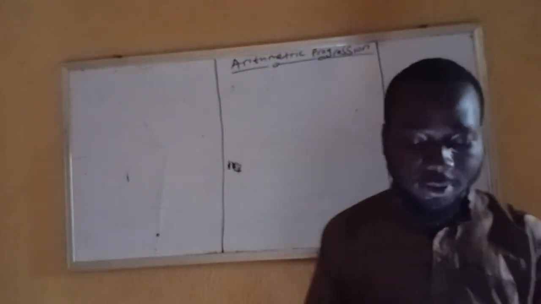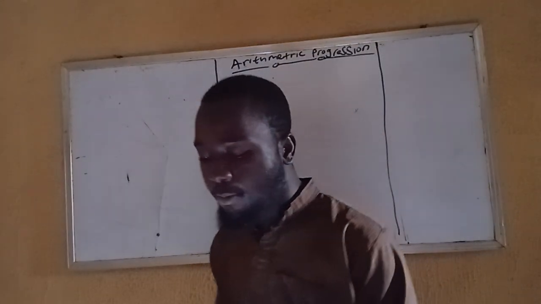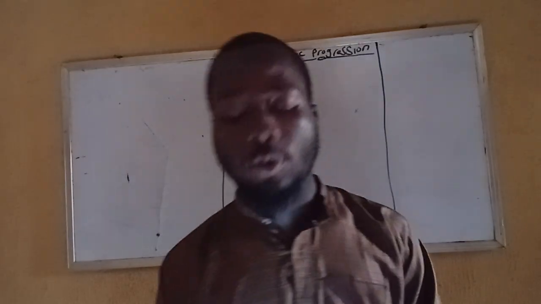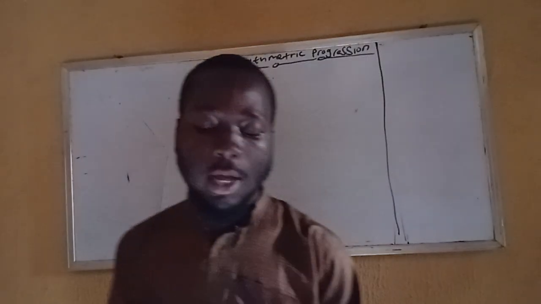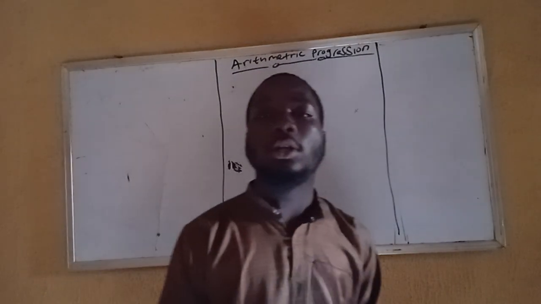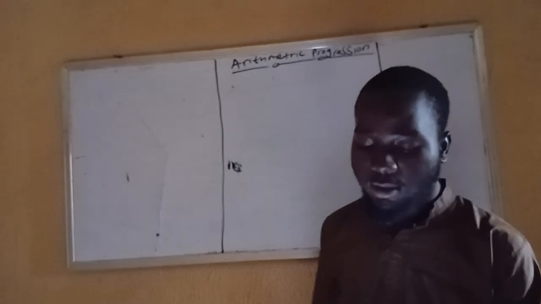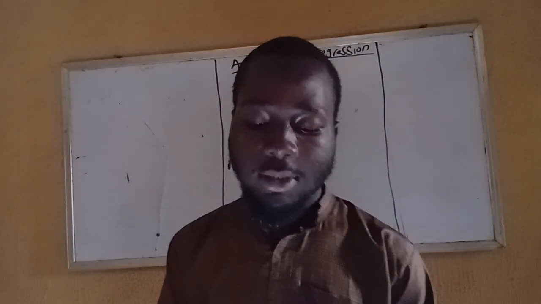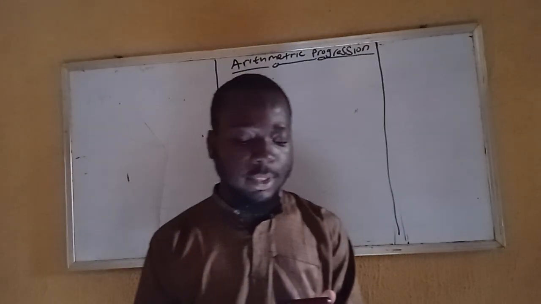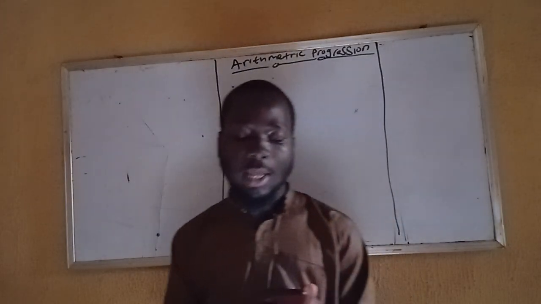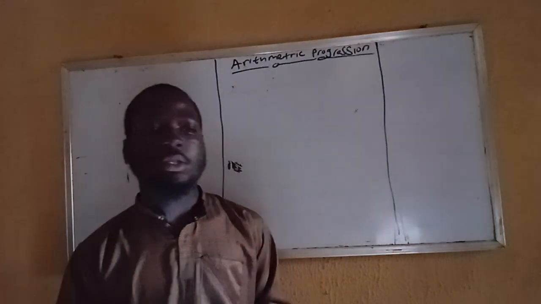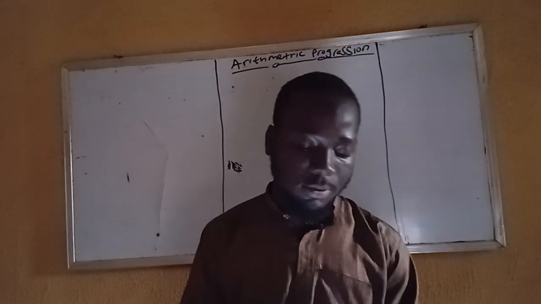A sequence is a set of numbers arranged in a particular order according to a rule. While arithmetic progression is a special type of sequence where the difference between any two consecutive terms is constant. We are going to look at that as time goes on.